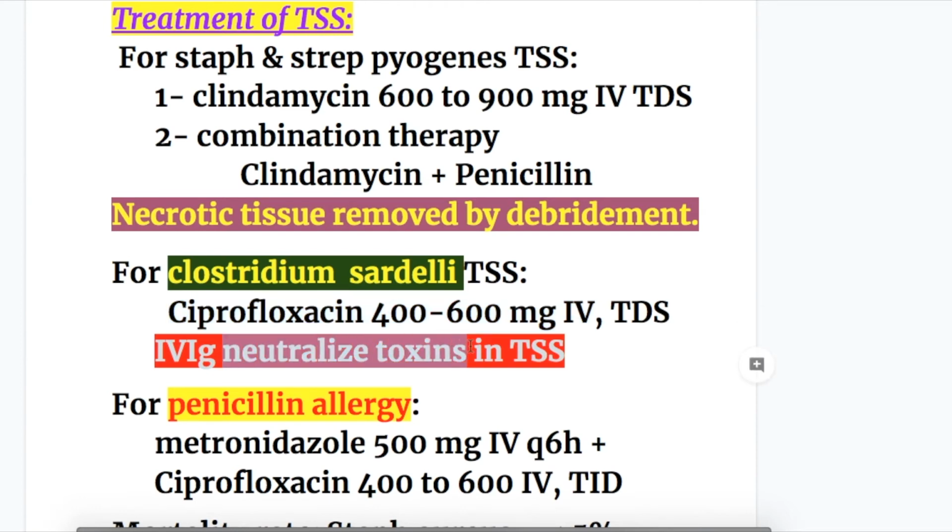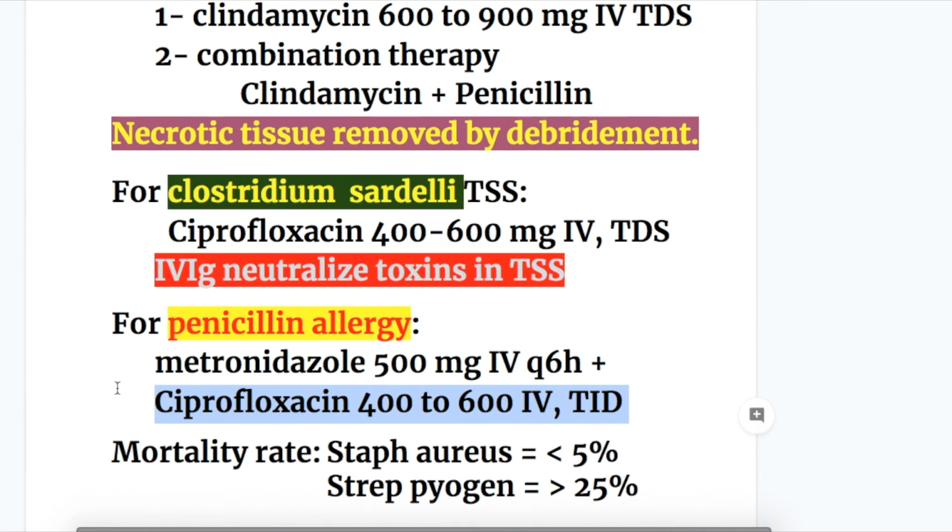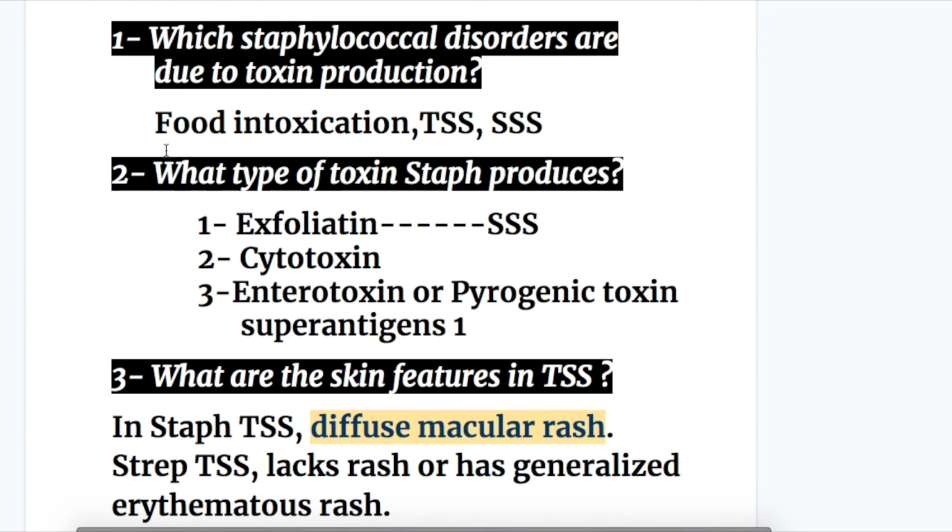They neutralize the toxins. And for penicillin allergy, what drugs are used? Metronidazole 500 mg IV 6 hourly plus ciprofloxacin 400 to 600 mg IV 3 times a day. So what's the mortality rate in toxic shock syndrome? With Staph aureus, it's less than 5%, but with Streptococcus pyogenes, it's more than 25%. Now, answers to the questions.